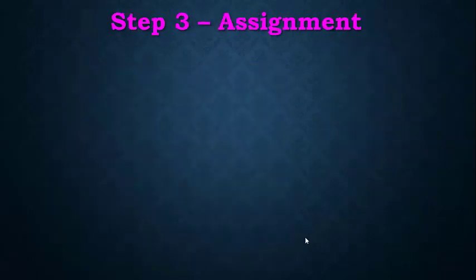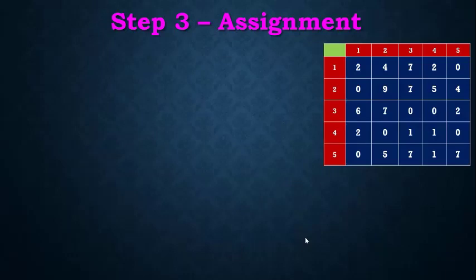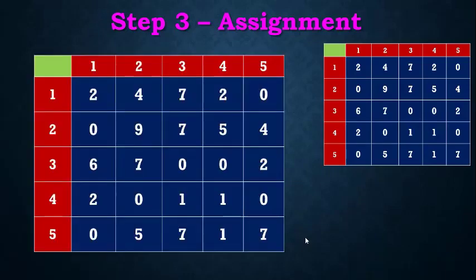The next step is assignments. This is the last drawn table. Again we are going to redraw this table. Here we are going to assign zeros in each row and each column. We are going to start with the first row.